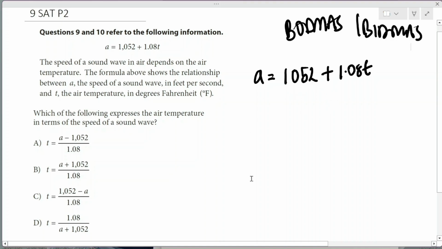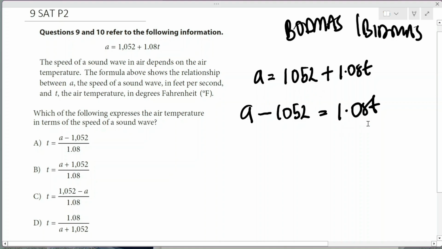So you take this to the left. You have A. Although there's no positive or negative sign written in front of this 1052, it has a positive sign in front of it. Plus 1052 crosses the equals sign and turns to minus 1052 equals 1.08 T. Next, the 1.08 is linked to the T by times. In normal BODMAS, you work on multiplication before addition. Here you got the addition off first, then we go for the multiplication.